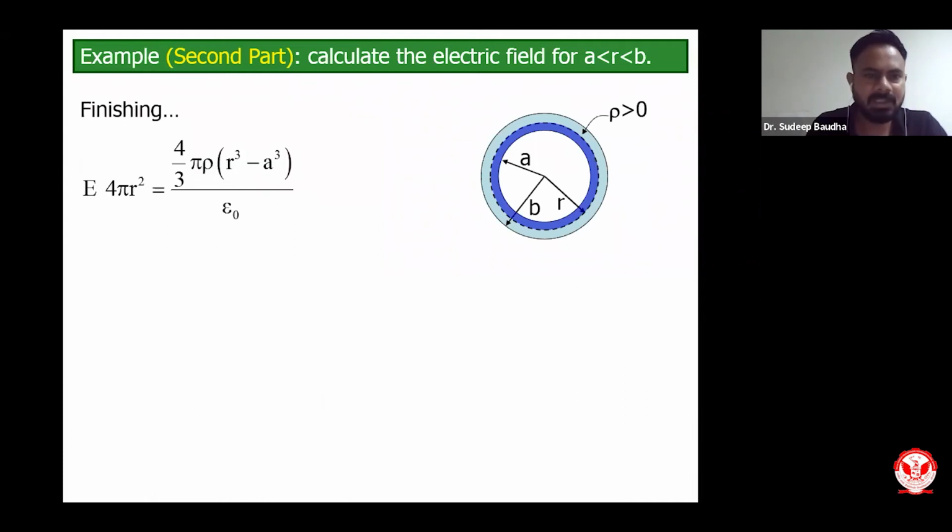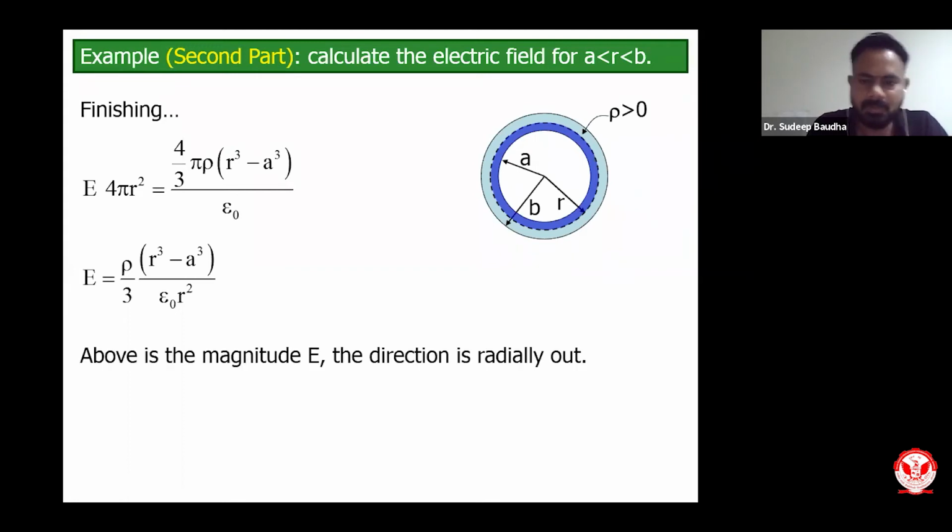So I have the second definition. We have on the left hand side the electric flux we have calculated, and we have the charge enclosed. We can equate them with respect to Gauss law, and from there I can write the electric field in this particular region as rho upon 3 epsilon naught, into r cube minus a cube upon r square. So this was our second region where we have calculated the magnitude of E. The direction of this electric field is radially outward.